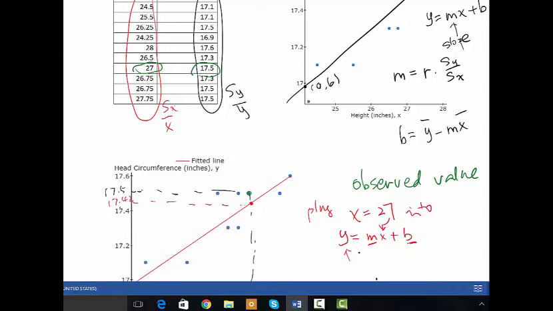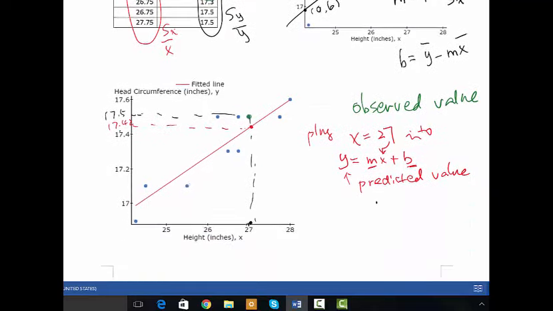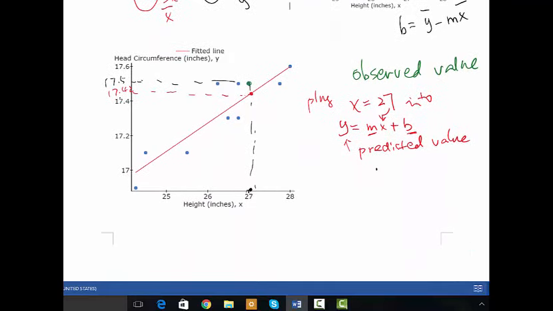That y value is called the predicted value, because using our regression line, we're predicting how big the head circumference is when the height is 27. And then from the picture, you can notice there is a difference between the observed value and the predicted value. If you use observed value minus the predicted value, that distance is called the residual.